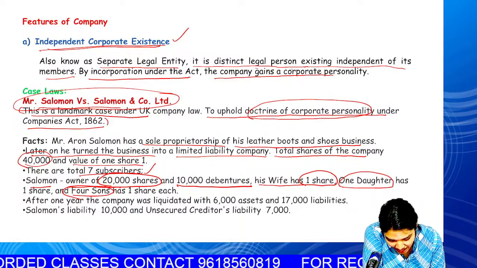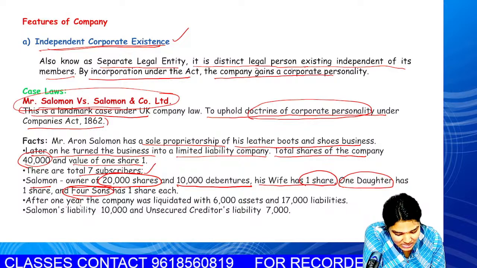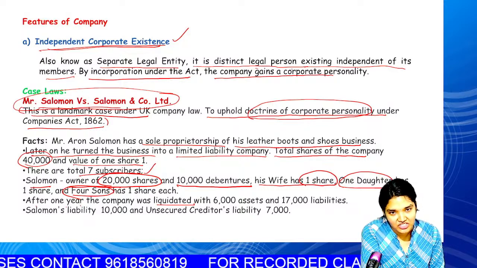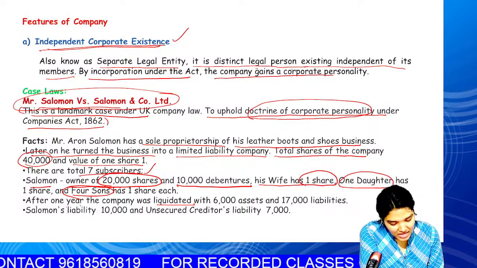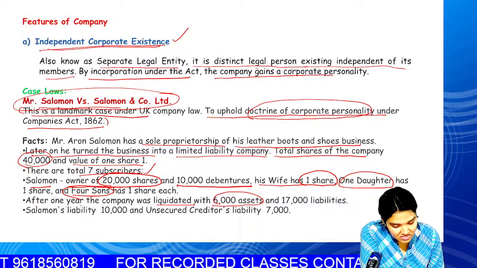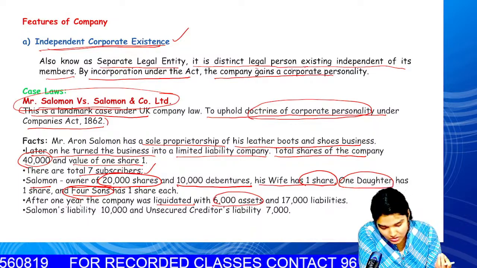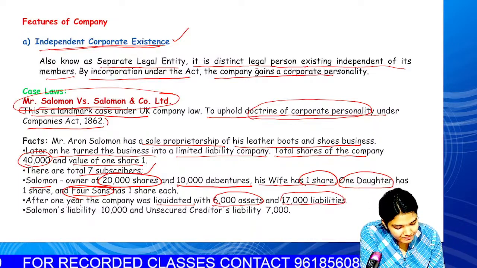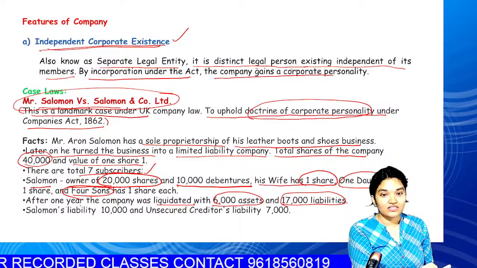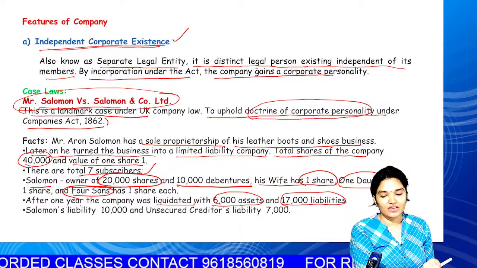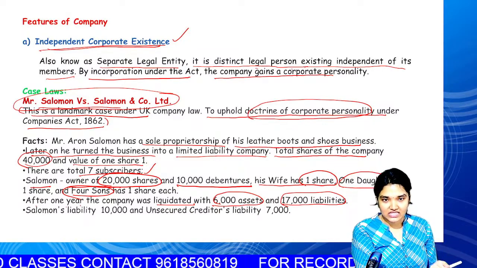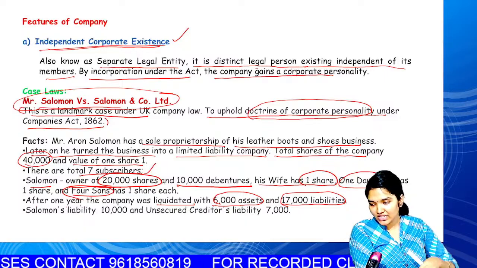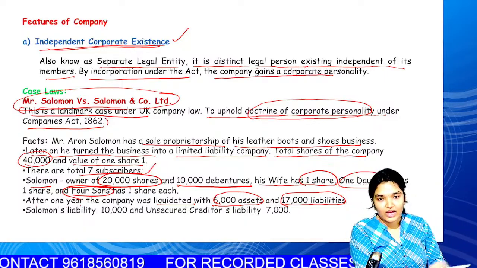Okay, fine. After 1 year, the company was liquidated. Unfortunately, the company got liquidated with around 6,000 rupees of assets, but the liabilities were 17,000. So what is this case called? Insolvency. When the liabilities are more than your assets, you become insolvent and then you go to the process of liquidation.